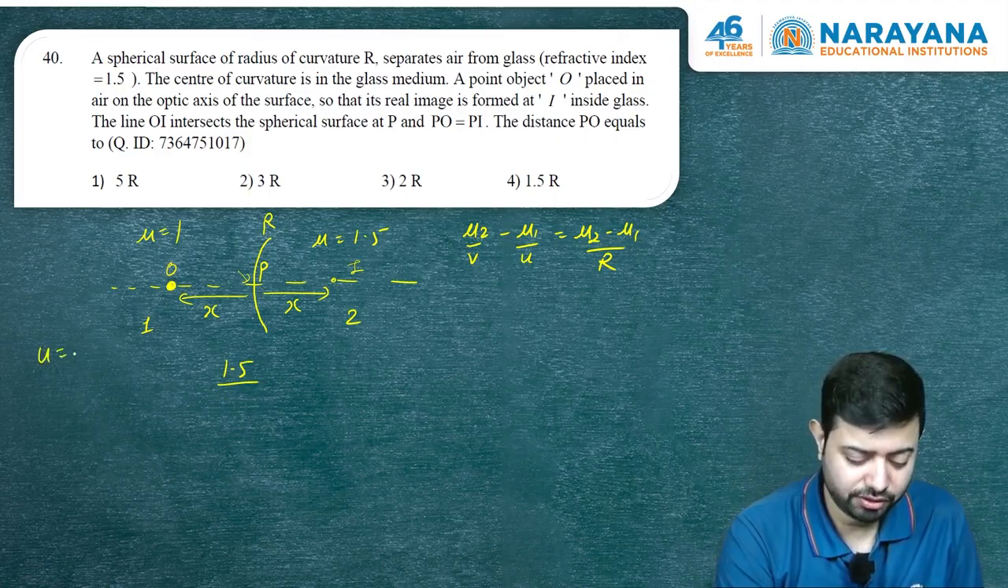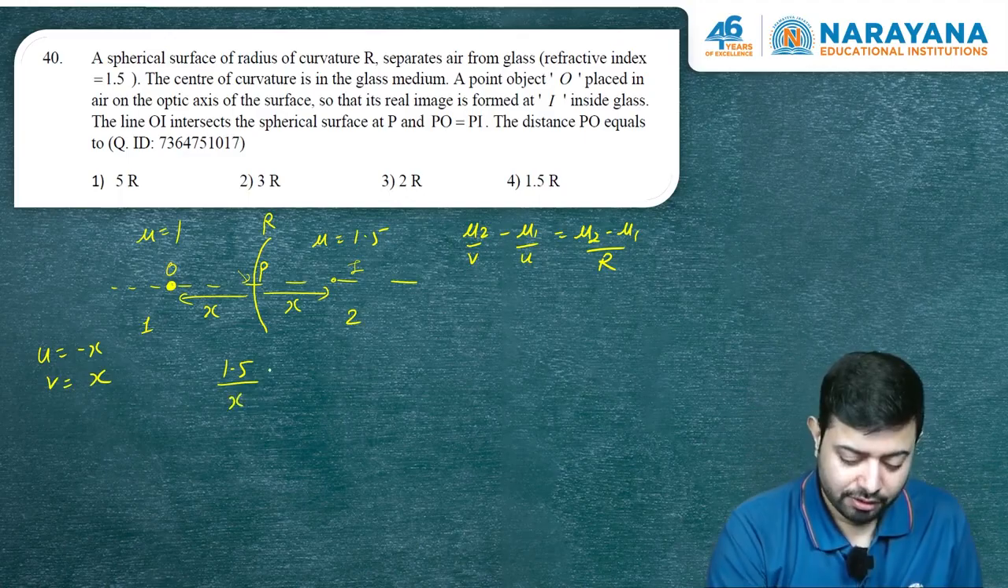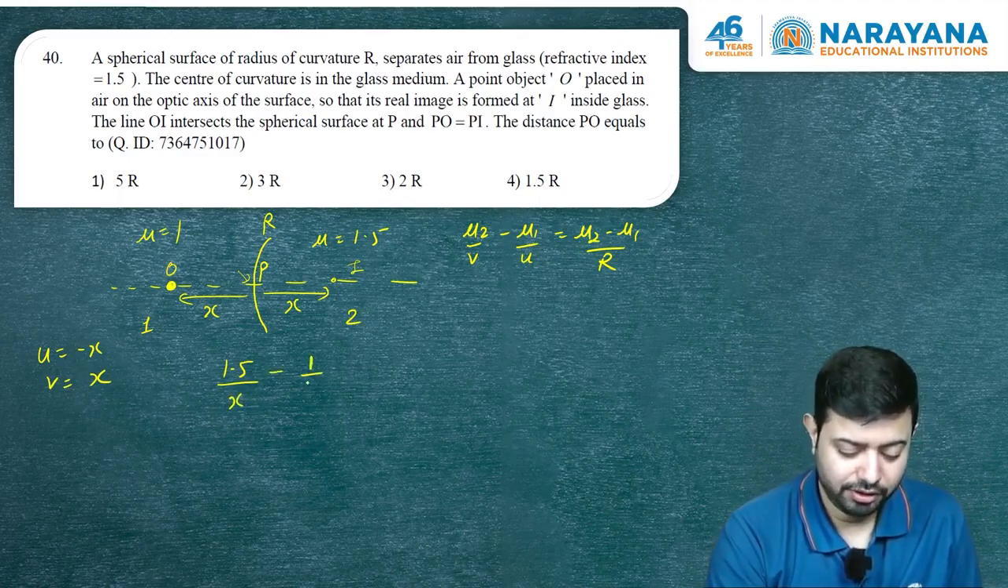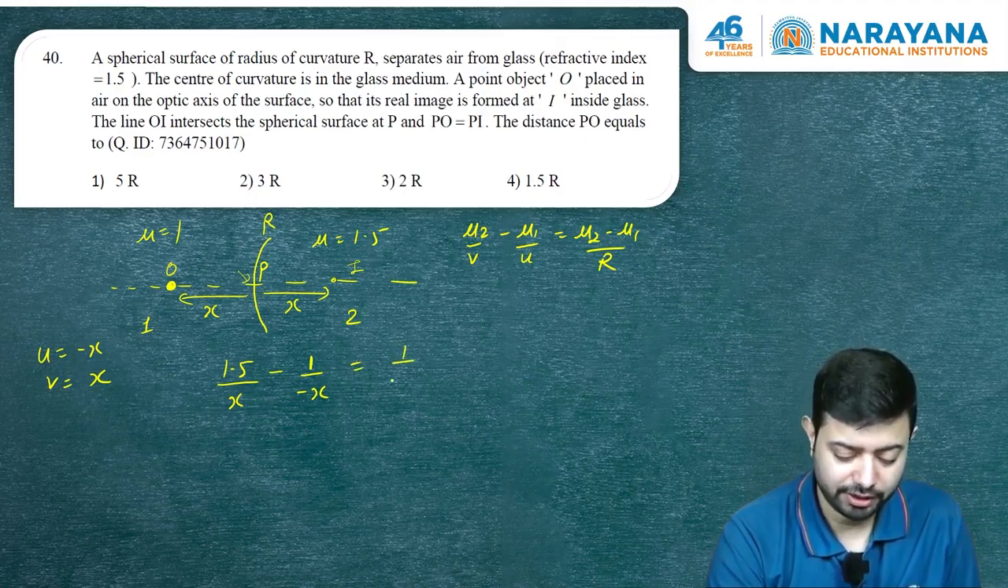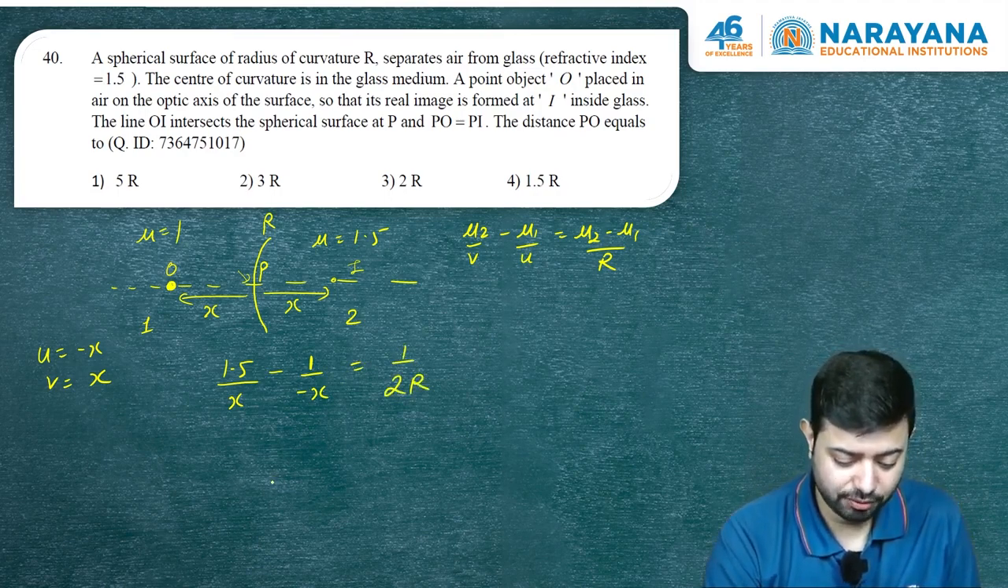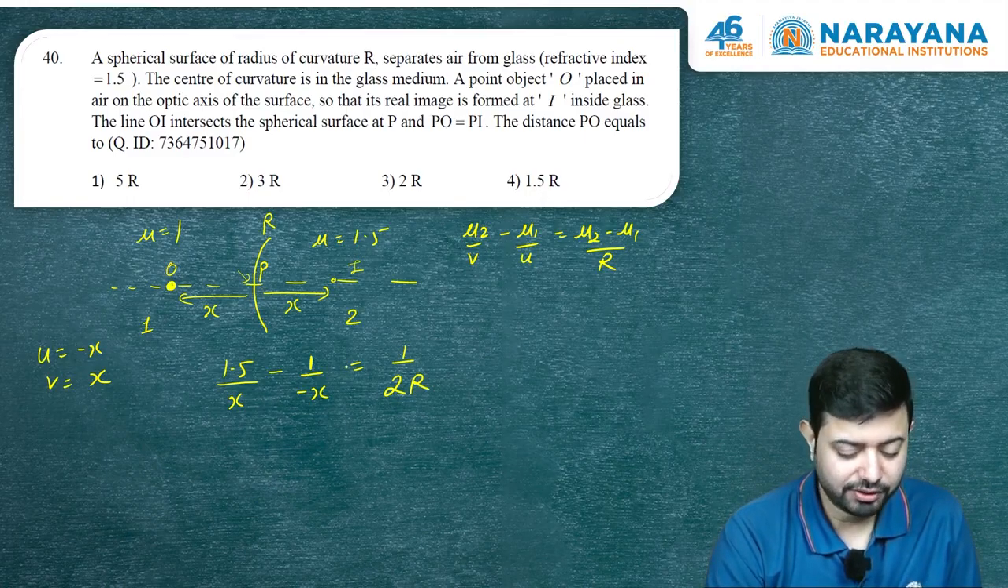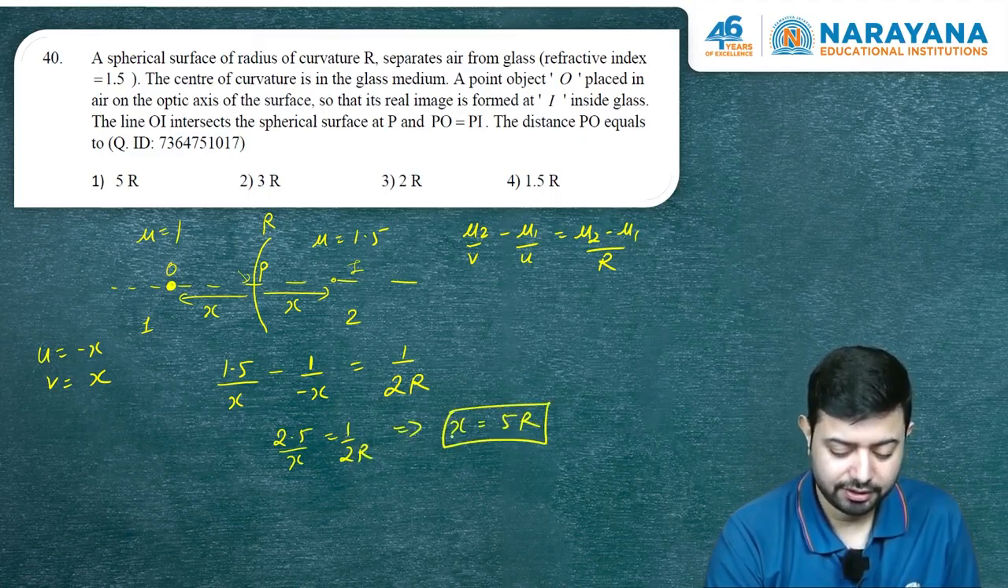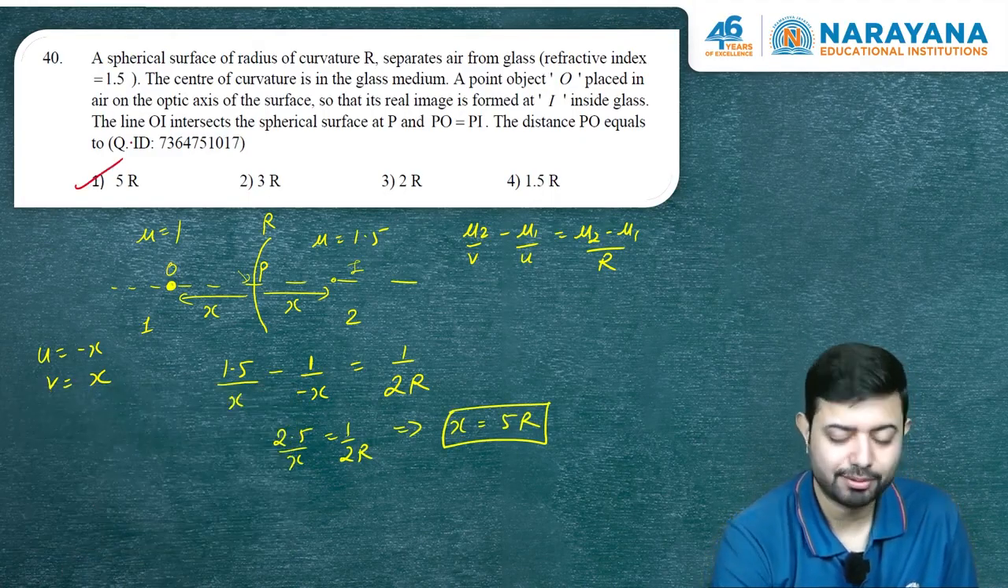Here my u is minus x and v is plus x. I will put these numbers: 1.5 by x minus mu 1, 1 upon minus x, should be equal to mu 2 minus mu 1, that is 0.5, by 2 times r, right. This is the concept now. So, let us see what is the value of x coming out to be. Here 1.5 plus 1 is 2.5, right. 2.5 by x is 1 by 2r, and from here I can say x is nothing but 5r. That is the answer, right. Which option is matching? First option.